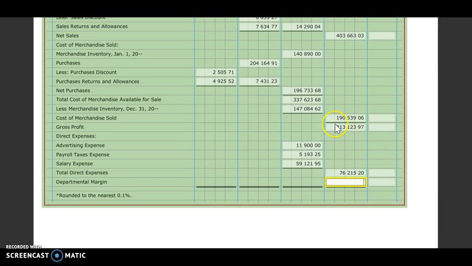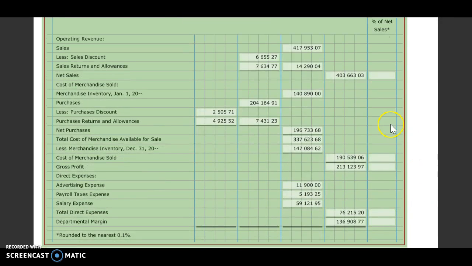The last thing that we need to do is figure out our departmental margin. We're going to take our gross profit minus our direct expenses, and we get 136,908.77.